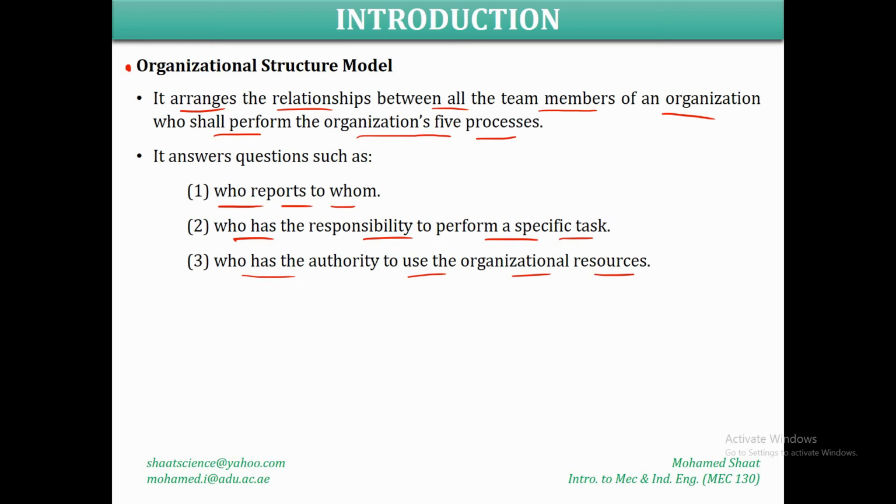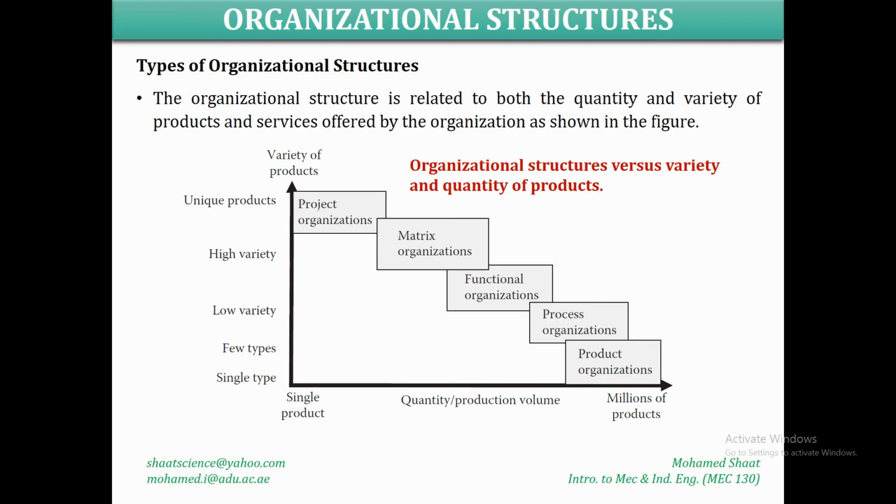So these are the things that arrange the relations and the responsibilities of the people who are going to work for a specific organization. This is what the organizational structure means, and we have different types of organizational structures. These different types give an indication about the type of the organization, which means that we have different types of organizations.